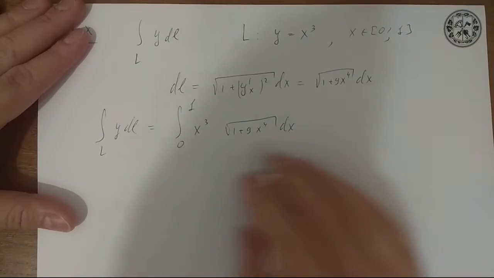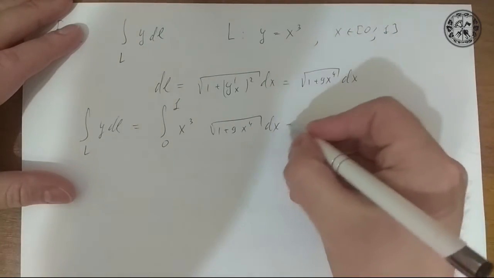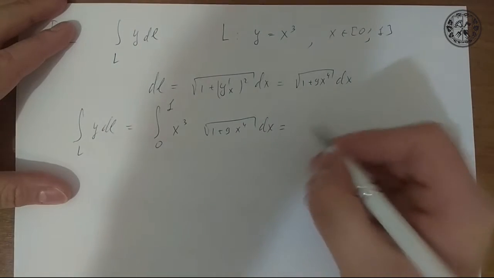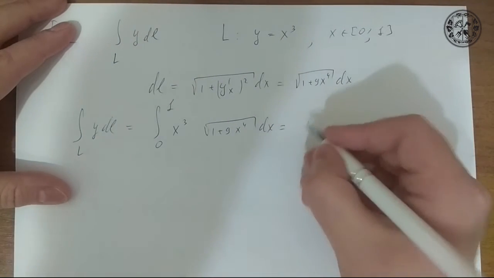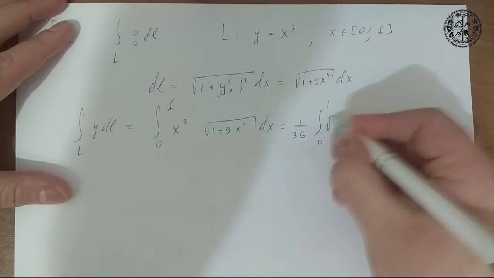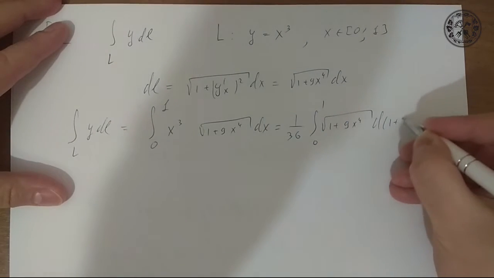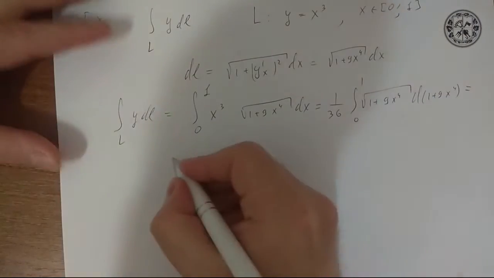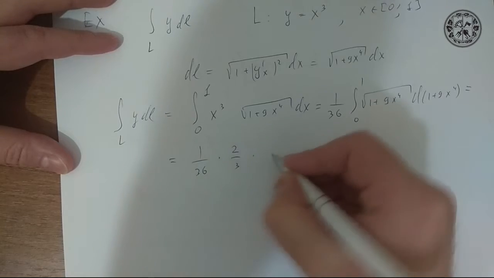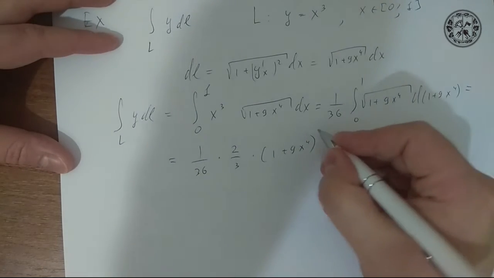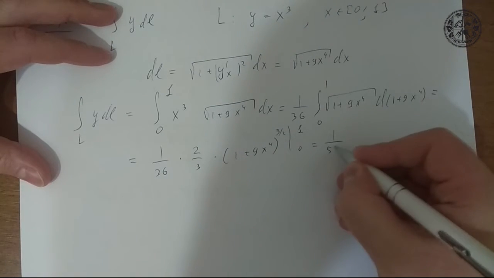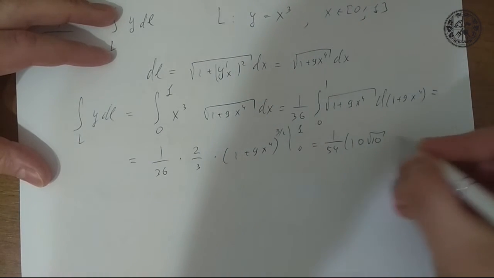Now we can bring this x cubed inside the differential and make it 1 plus 9x to the power 4 inside the differential. To do this we have to move out 1 over 36, integral from 0 to 1, square root of 1 plus 9x to the power 4 d of (1 plus 9x to the power 4). Now 1 plus 9x to the power 4 is a variable, not a function, and we just have to integrate the power 1 over 2, which will give us 1 over 36 times 2 over 3 times (1 plus 9x to the power 4) to the power 3 over 2, from 0 to 1, and substituting limits, we will get 1 over 54 times (10 square root of 10 minus 1).